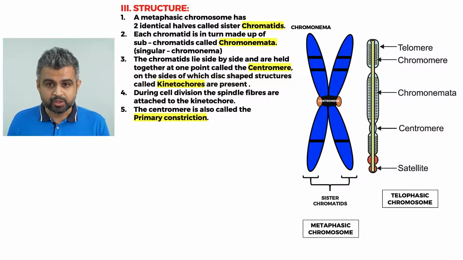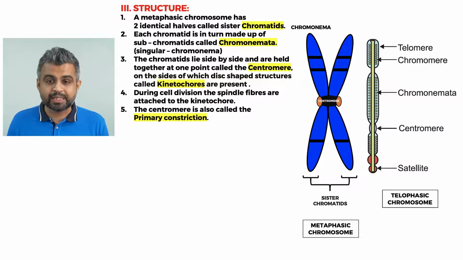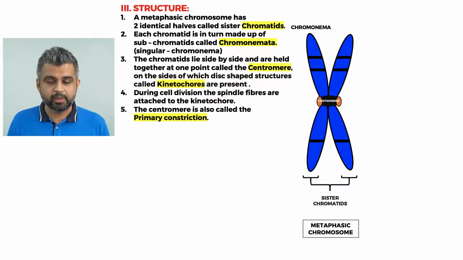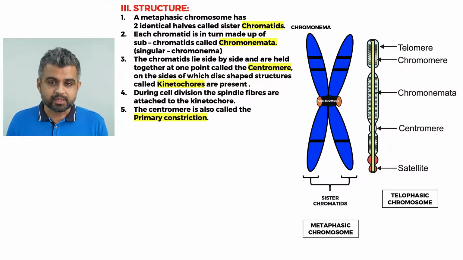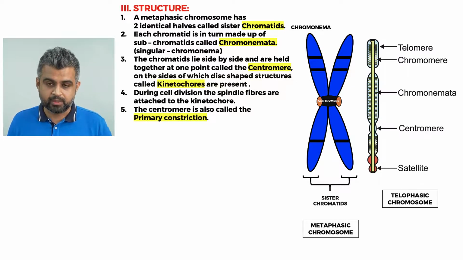So children, pay attention now. This single diagram that you see on your screen right now is the metaphasic chromosome. And what you see now is going to be the telophasic chromosome. What is the difference between the metaphasic and the telophasic chromosome? During metaphase, the sister chromatids are attached to each other with the centromere. But in anaphase, the sister chromatids will separate, and in telophase, this chromosome will only comprise a single chromatid.